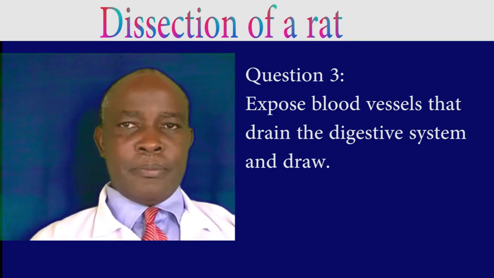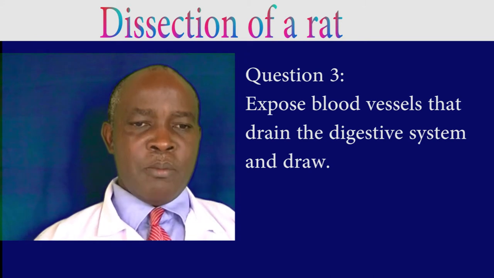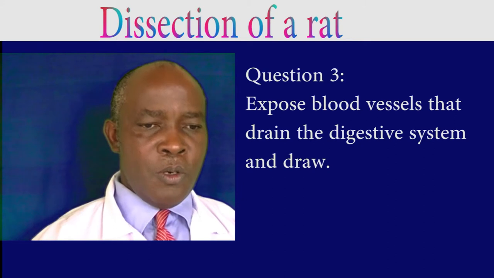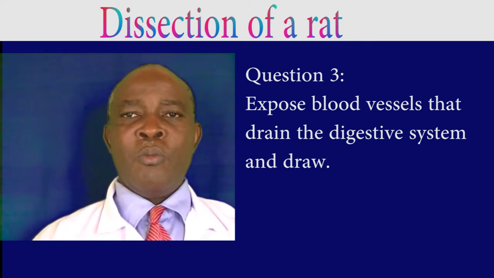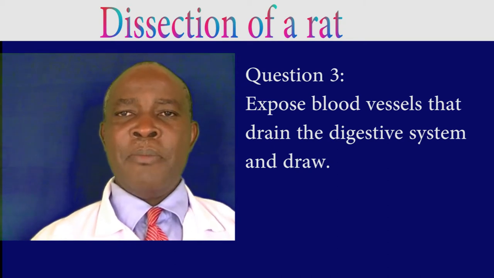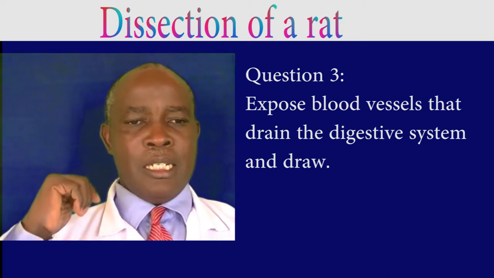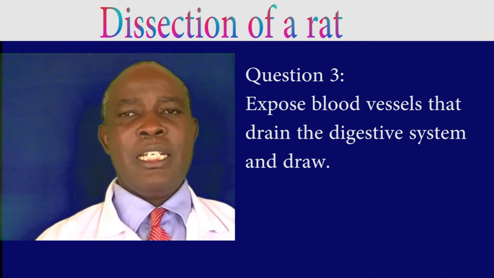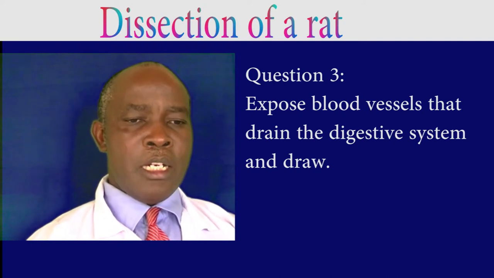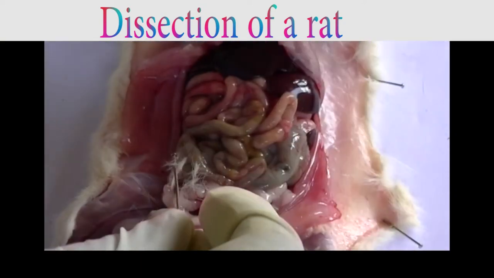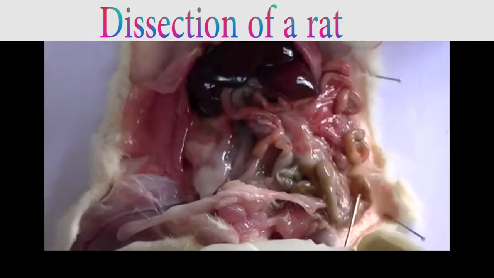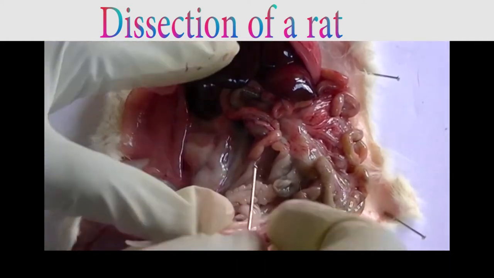Question 3. Expose blood vessels that drain the digestive system and draw. Blood vessels that drain the body are veins. So the question may be rephrased as: expose the veins of the digestive system and draw. To see blood vessels that drain the digestive system, we put the intestines to the right.